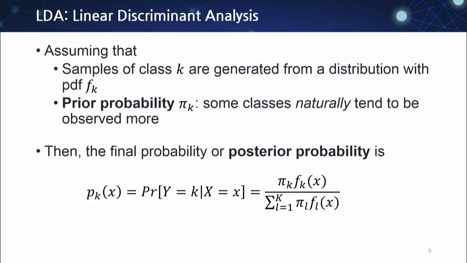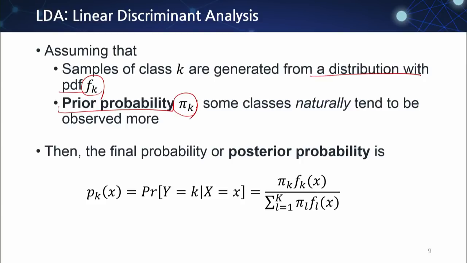Then let's move to the LDA, linear discriminant analysis. LDA is based on a bit different idea. LDA assumes that the samples of class K are generated from a distribution with PDF of f_k. Different classes have different PDF functions, and the samples of different classes are generated differently. Also, LDA assumes that classes have a natural probability to be observed. This is a prior probability that is often denoted by pi_k.